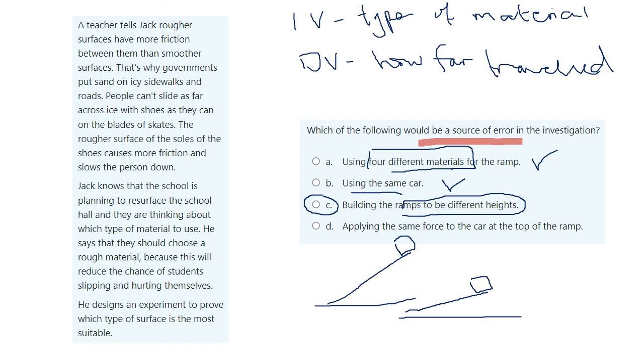Having the same force on the car at the top of the ramp is also good. Repeating 4 times on each material is also good. And then calculating an average, sometimes things go wrong. Sometimes you get a random effect. So repeating 4 times and calculating the average is also a very good way to reduce potential errors in the investigation.